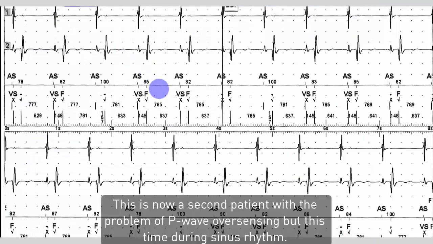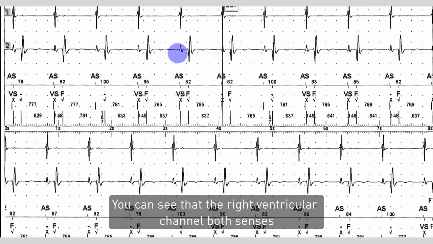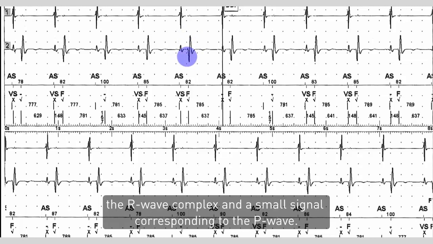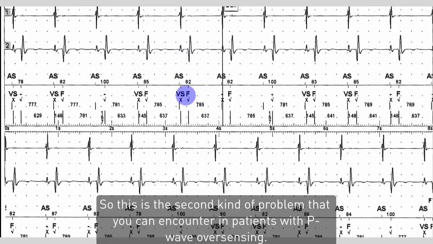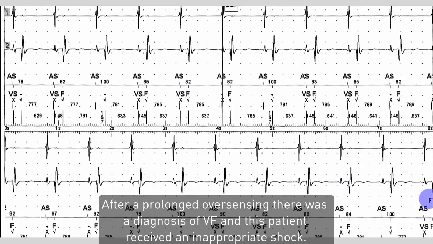This is now a second patient with the problem of P-wave oversensing, but this time during sinus rhythm. You can see that the right ventricular channel both senses the R-wave complex and a small signal corresponding to the P-wave. So this is the second kind of problem that you can encounter in patients with P-wave oversensing. After a prolonged oversensing, there was a diagnosis of VF, and this patient received an inappropriate shock.